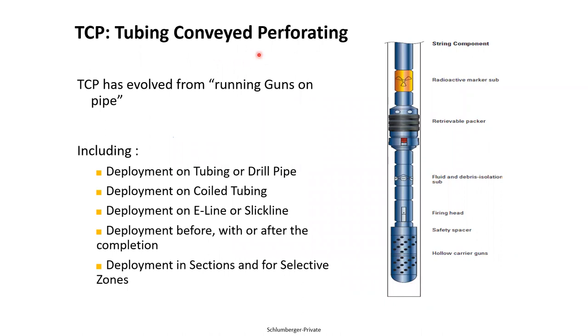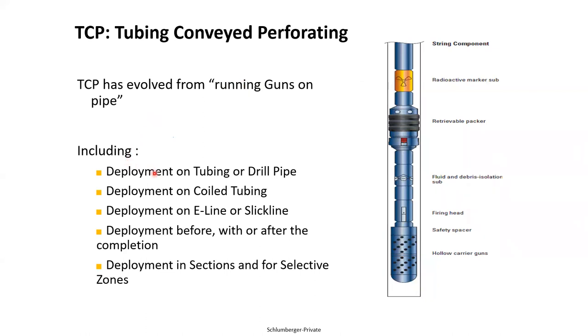So in tubing conveyed perforation, as you can see, we will have a packer, a debris or isolation sub, and a firing head. We will also have some safety spacer. And here are our guns connected to the tubing. We will also have a radioactive marker sub. This is important because, to be able to have the guns on depth, we have to do something called gamma ray correlation, in which we go with the wireline gamma ray inside the tubing, and we are able to position this radioactive marker on depth according to the gamma ray of the open hole.